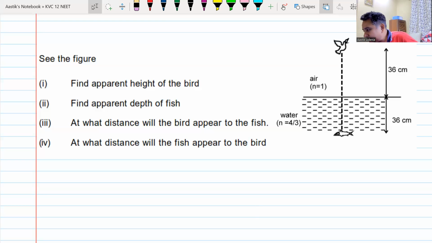But the question does not end there, my dear friend. What is the apparent depth of the fish? And then you need to find out at what distance will the bird appear to the fish. At what distance will the fish appear to the bird?